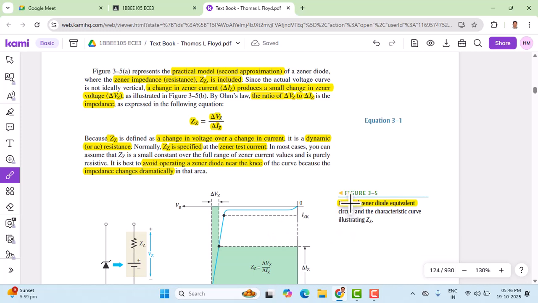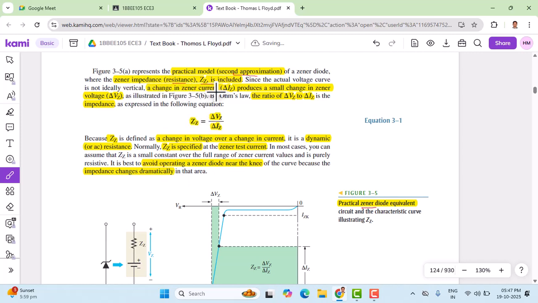And that's figure 3.5, which represents the practical model. This is called the second approximation of a Zener diode, where the Zener impedance, or it can be called resistance, labeled as ZZ, is included here. In the previous case the resistance is not shown, but here in the practical model the Zener impedance has to be included, since the actual voltage curve is not ideally vertical. We don't see a perfect straight line here. In the ideal model we have seen that, but here there is a slope.